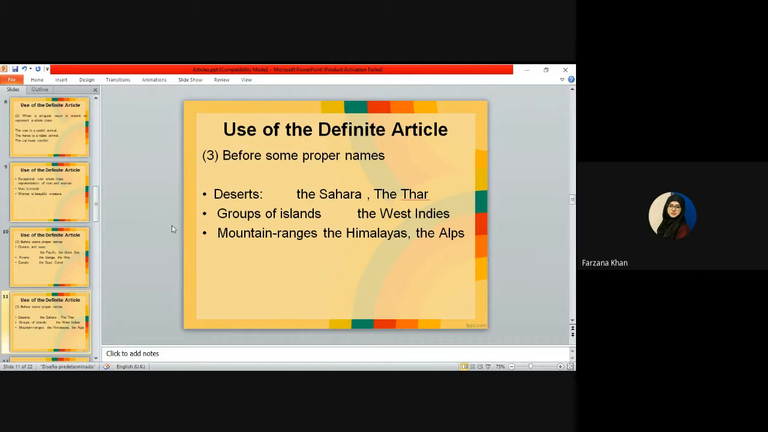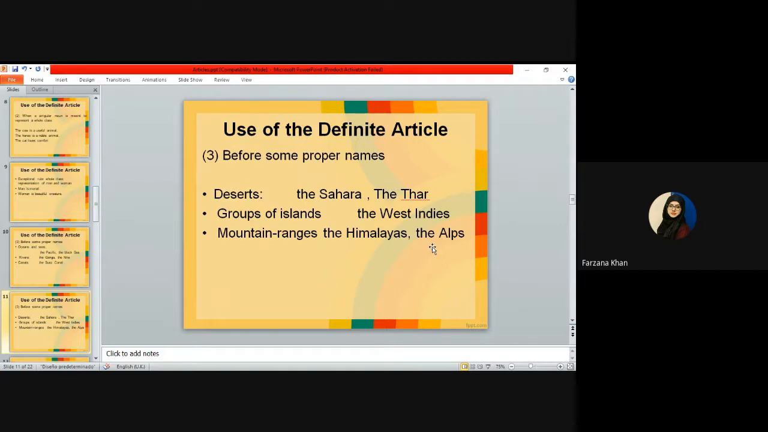It is a very important point to keep in your mind that with the names of mountain ranges, you will always place the definite article. Here you can see in the examples the Himalayas, the Alps. You can simply say the Karakorams. You cannot say Karakoram only. You cannot say a Karakoram. So you need to say the Karakoram. Similarly, the Mount Everest. So, with the names of mountain ranges, you will always place the definite article.